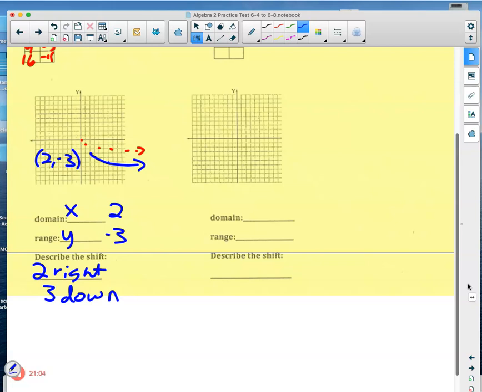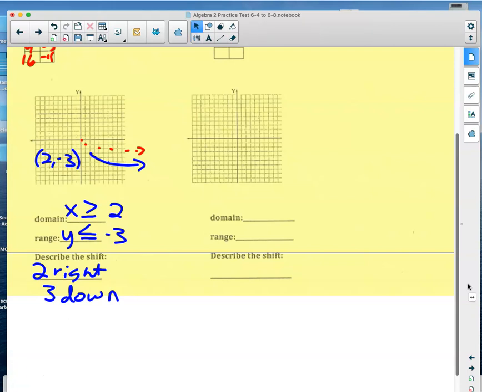So looking at the domain, are we going to higher x's or lower x's? Greater than or equal to. Looking at the y's, do we go into higher y's or lower y's? Less than or equal to. It's that simple. All you have to do is say, here's the starting place. Oh, is it going right? Greater than. Is it going left? Less than. Always going to do the equals because this is the starting place. For the y, if it's going up, greater than. If it's going down, less than.